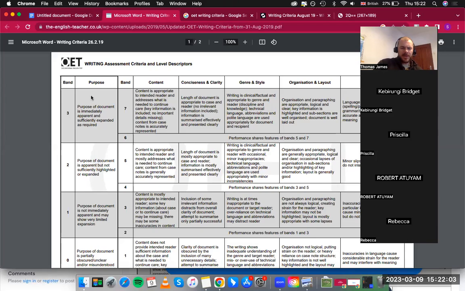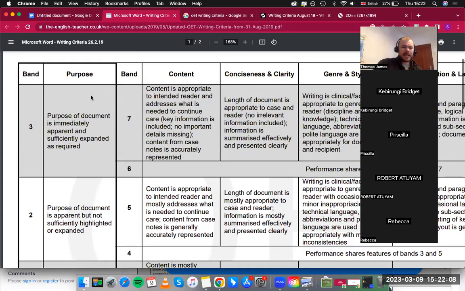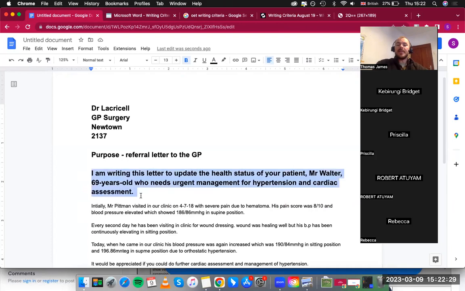I found it here. So purpose is here. It's that third band. And this is what I mean, that 20% of your mark. Purpose is a very big part of this exam. So the purpose of the document is immediately apparent and sufficiently expanded as required. That means that we will have very clearly in the beginning what type of letter we're going to do.